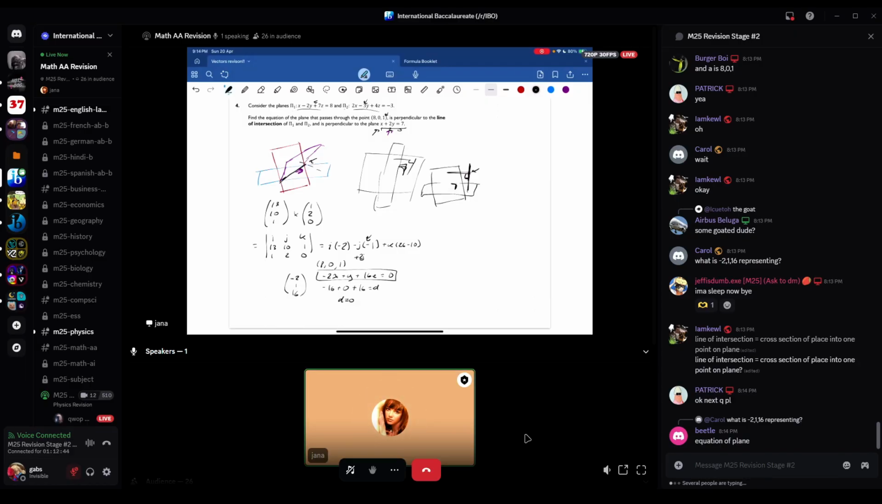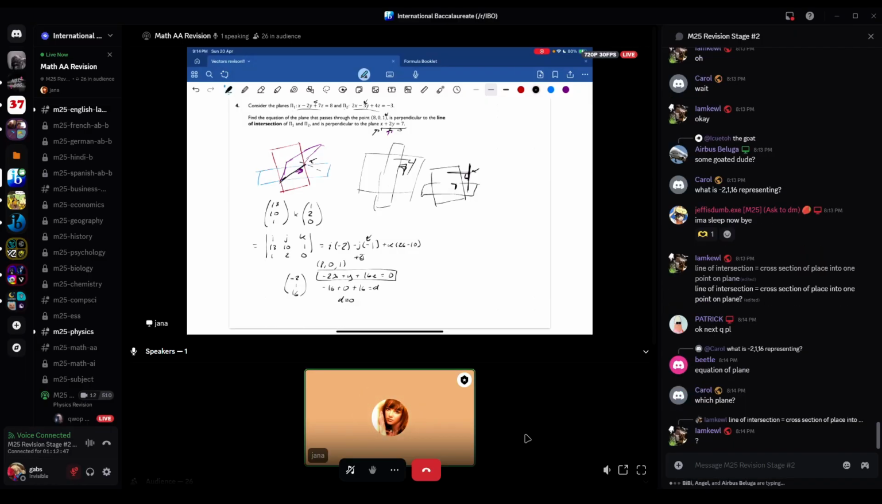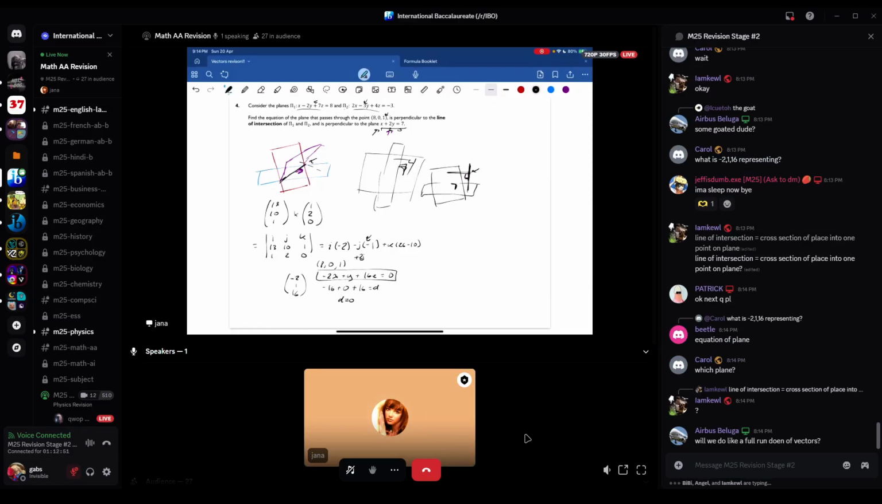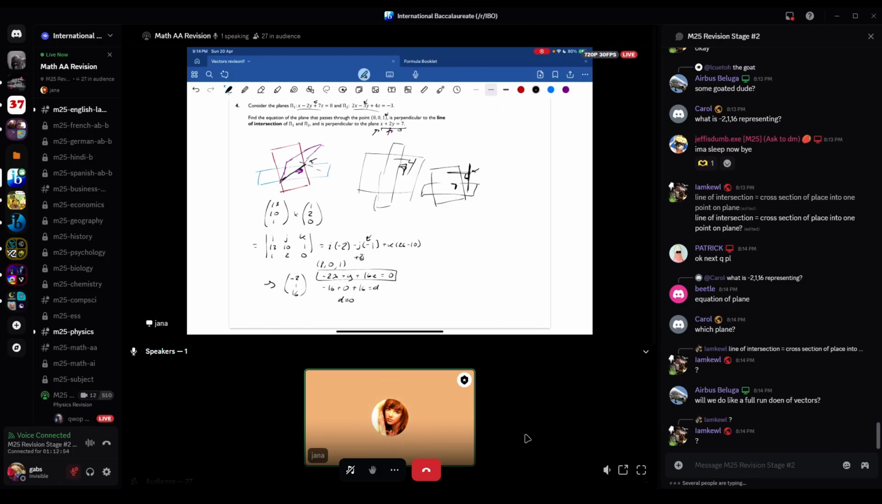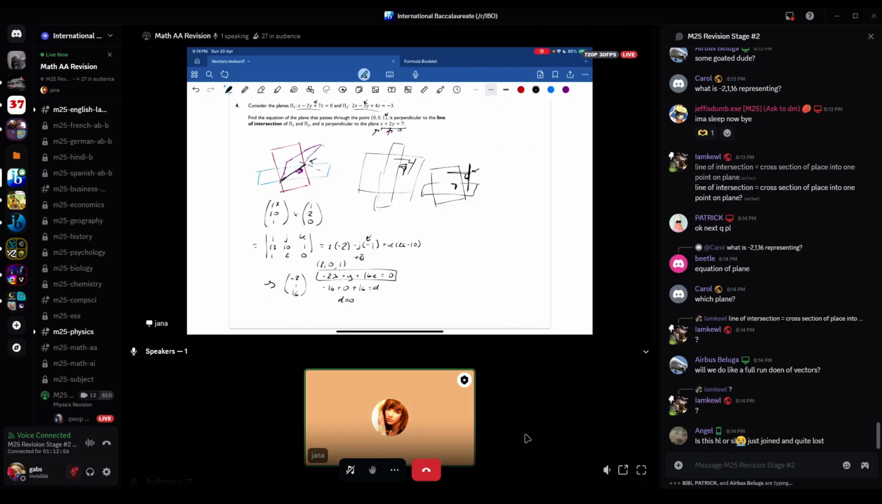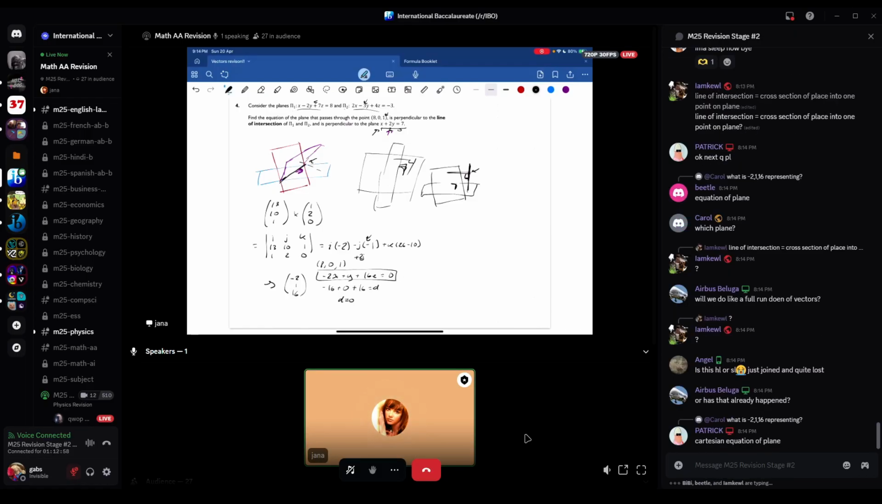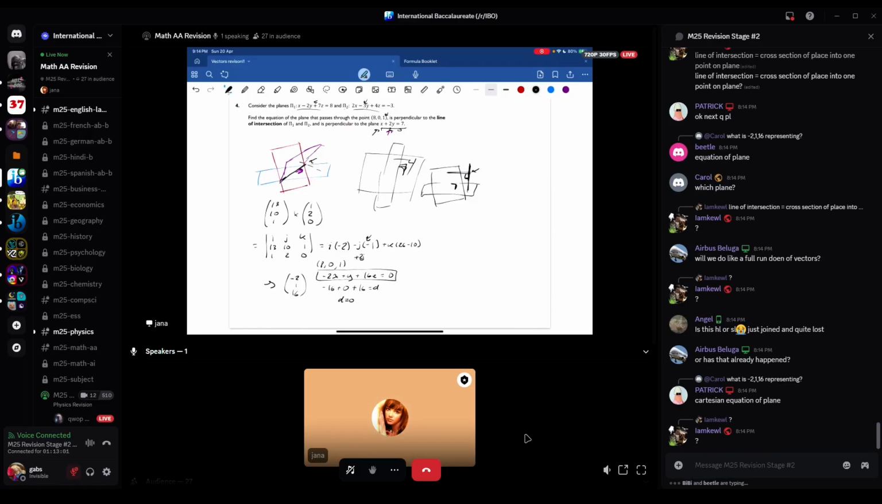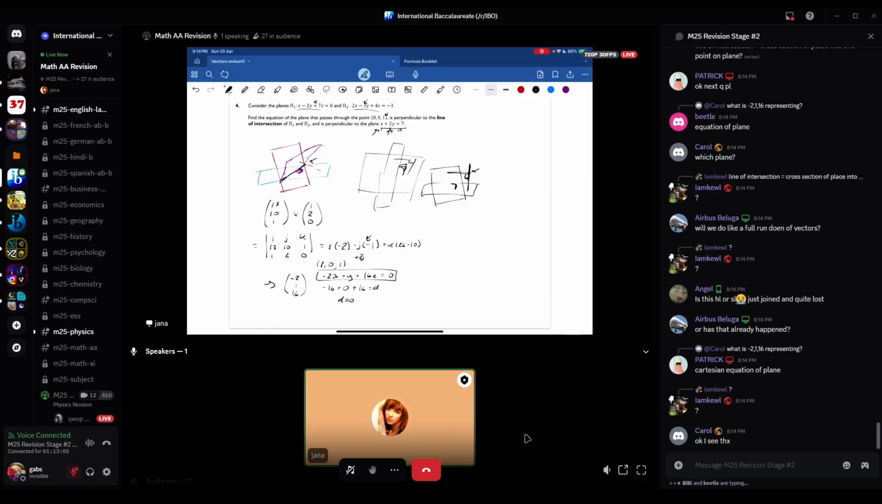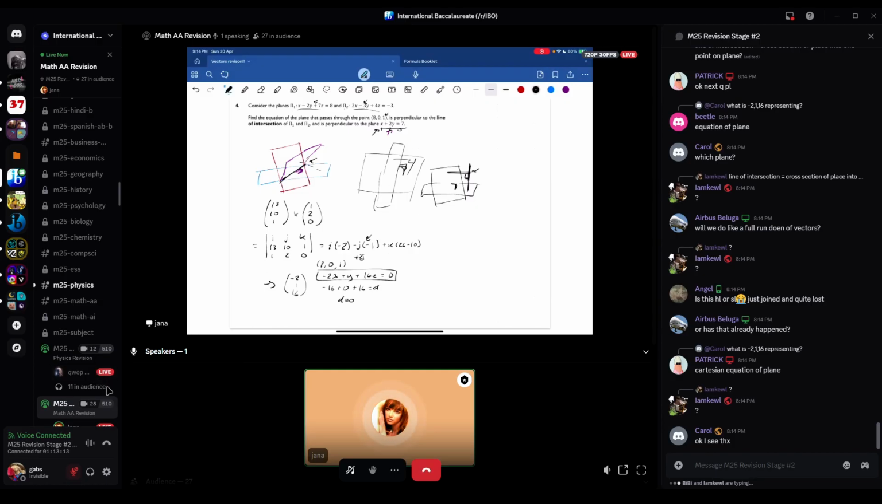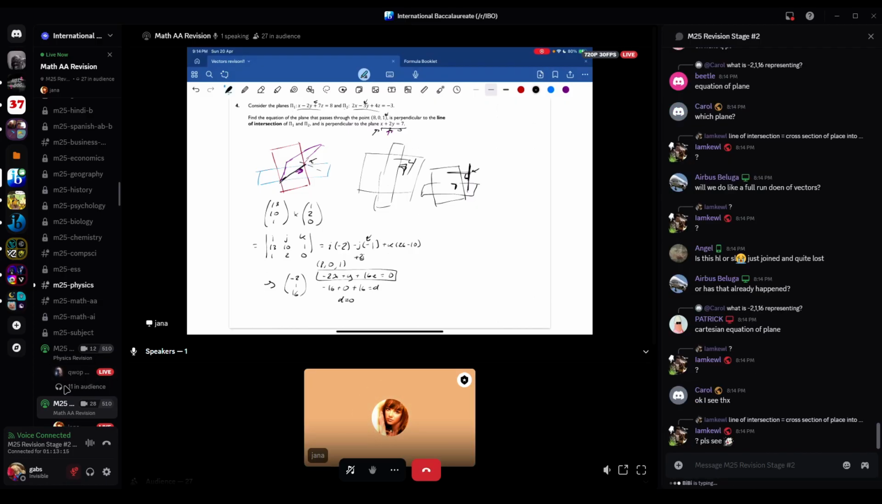Is everyone fine with moving on, or are there any more questions? Because I want to make sure everyone gets it. What do you mean, which plane? This is representing the normal to this plane that we're trying to get. This is HL vectors. I mean, we are doing a full rundown of vectors. This is like most of the topic. Obviously, some stuff I won't have time to cover, but I'm trying to cover as much content as I can.